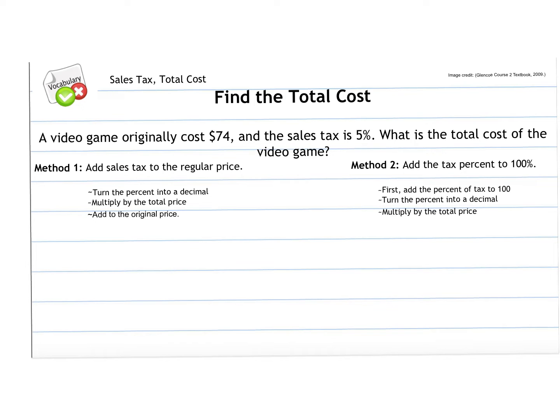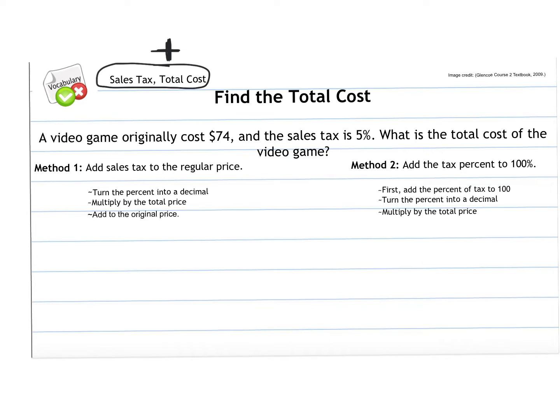So label the first thing on your page, sales tax, which is the total cost. So sales tax is being added on to an item. So we are adding sales tax to something that we are purchasing. So let's look at this example.